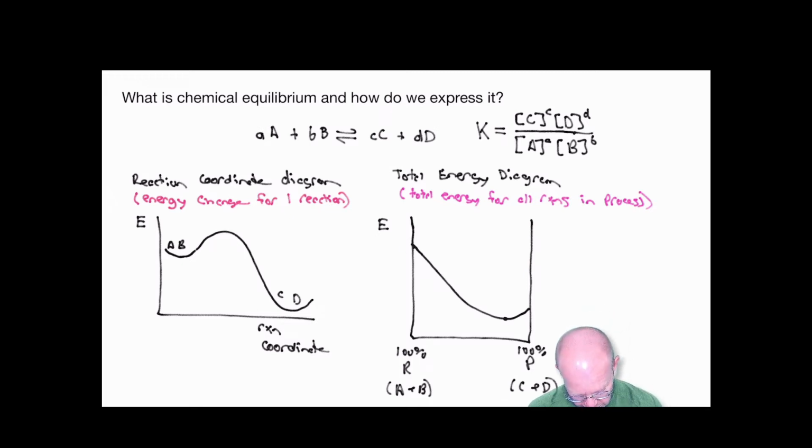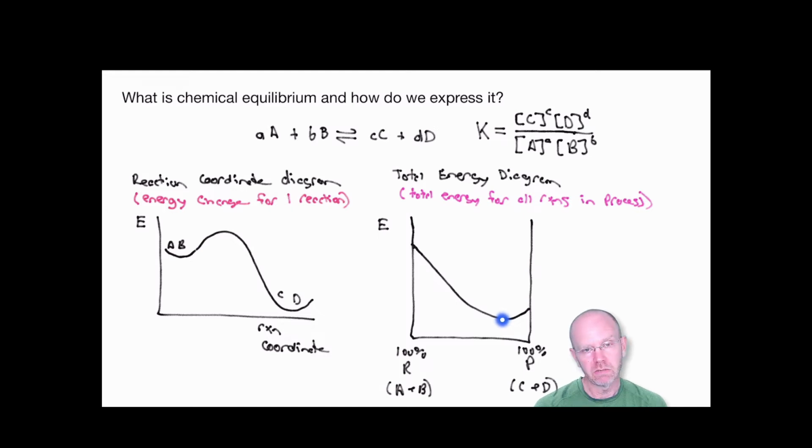And so if we started with 100% reactants, so this is our A and B molecules, that process is going to start going. And so as I slowly move this direction, we're talking about millions and billions of reactions occurring, and the energy of the total system is going to decrease as more of A and B are converted to C and D. And that process is going to continue, and it's going to continue, and it's going to continue until the energy of the total system is a minimum.